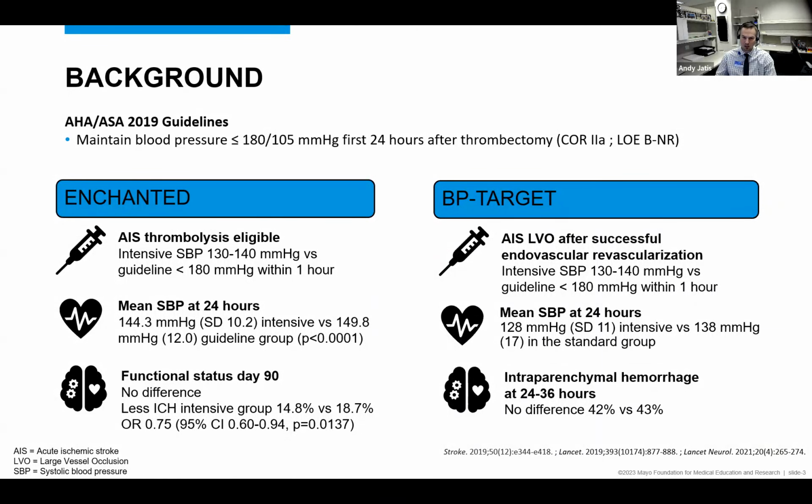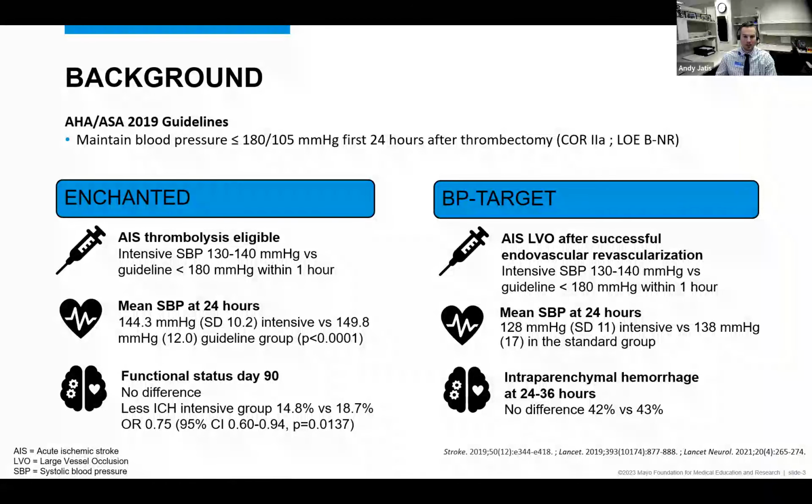The BP-TARGET trial was more recently completed in 2021. And this looked at patients with acute ischemic stroke and large vessel occlusion after they had successful endovascular revascularization. In this trial, they compared intensive systolic blood pressure, which was defined as 100 to 129 millimeters of mercury, versus the guideline recommended 130 to 180 millimeters of mercury to be achieved within a 1 hour time frame. I would note the sample size of this trial was much smaller than the previous ENCHANTED trial, with 162 patients in each arm that underwent randomization.